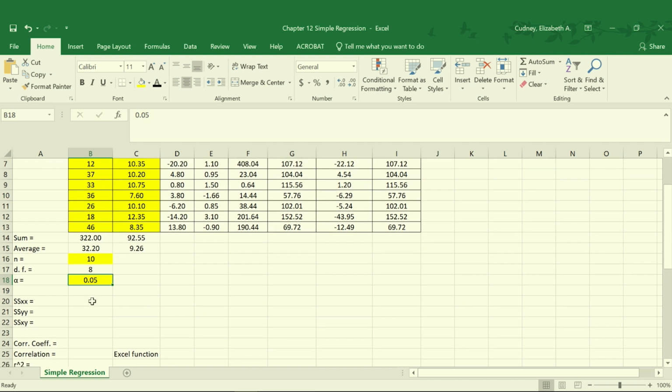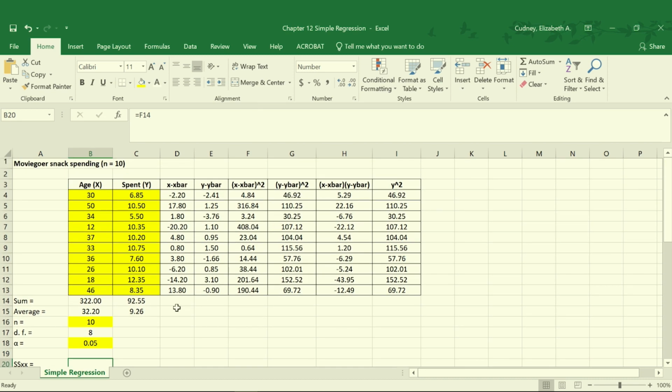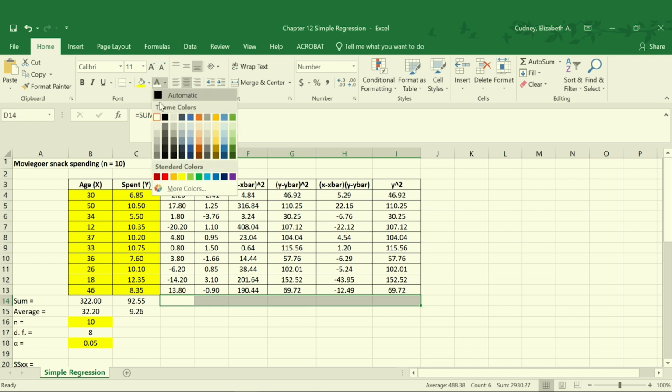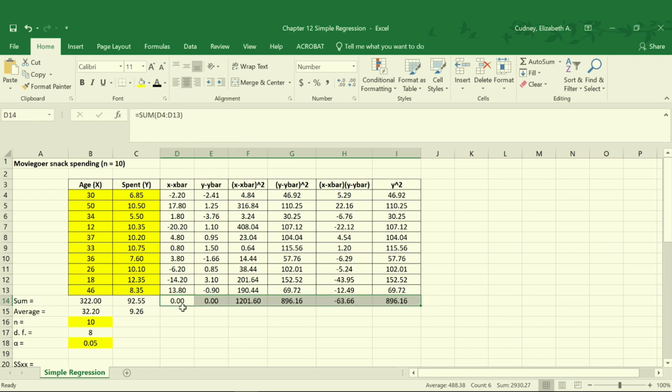And now we can calculate our sum of squares for xx. To calculate our values for the sum of squares for xx, sum of squares of yy, and sum of squares of xy, we're also going to take our sums and our averages from our values from this table. So we're going to use the sum for each of these columns. And now we've got the values that we need.